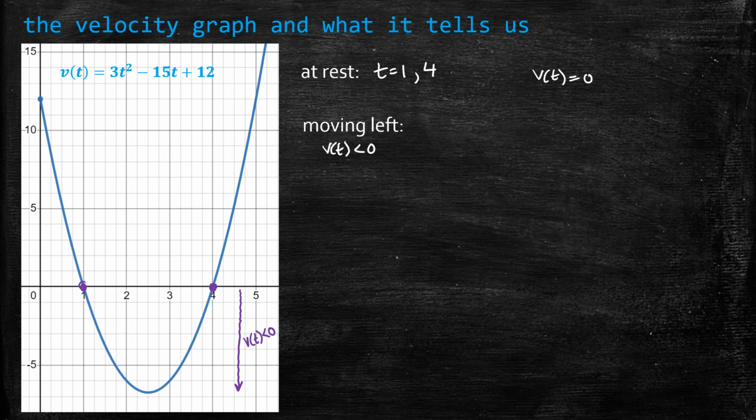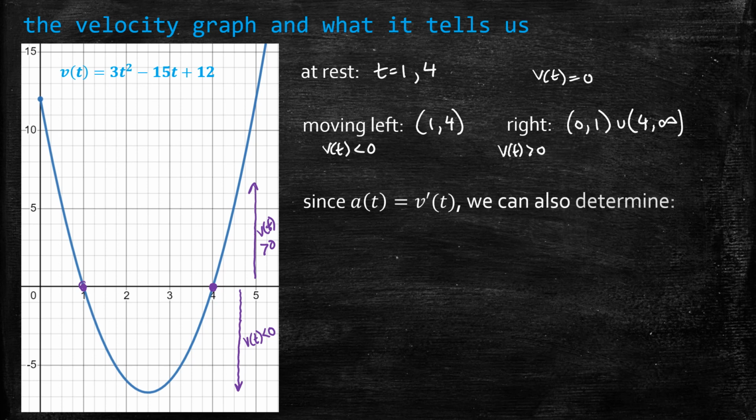So the portion of the graph that's below the x-axis is between 1 and 4. And that leaves, in terms of moving right, wherever v of t is greater than 0, which means we're looking for the function being above the x-axis. This is where the velocity is greater than 0. And so that's, again, from 0 to 1 and 4 to infinity. But we get a little more out of this graph as well.